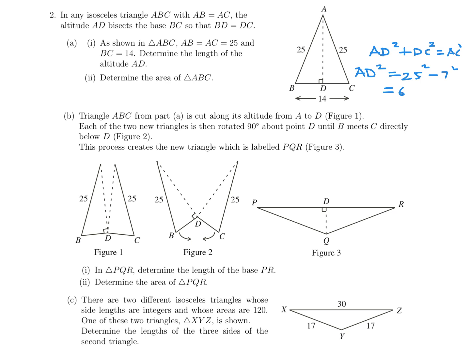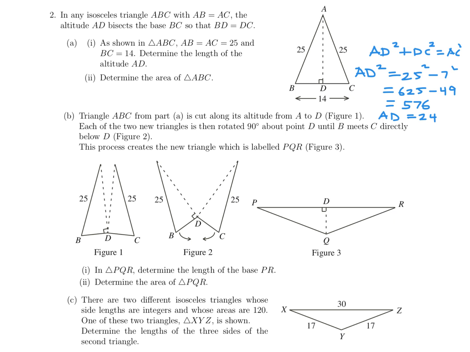So that looks like 625 minus 49, and that is 576. Is that right? Yes, 576. And then therefore AD, you take the square root, which is 24. Determine the area of triangle ABC.